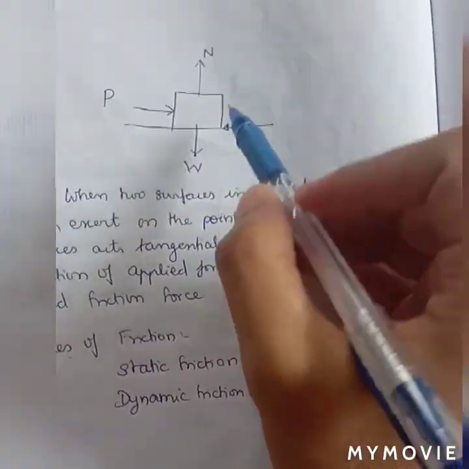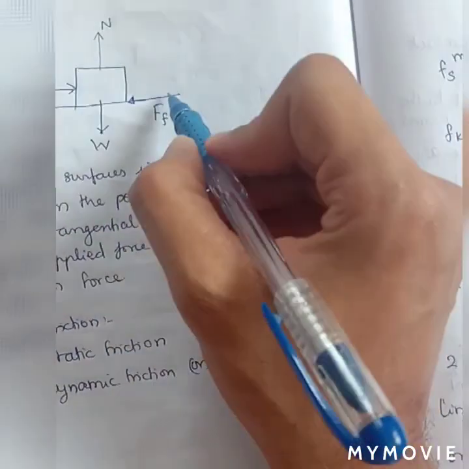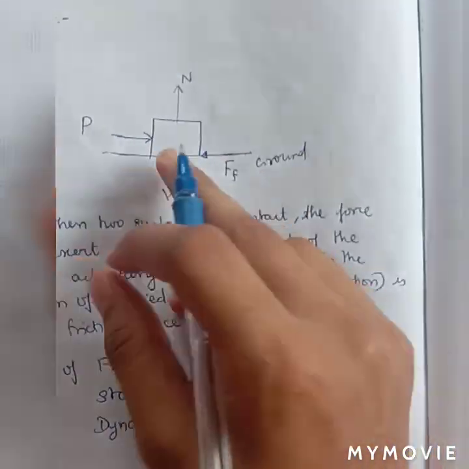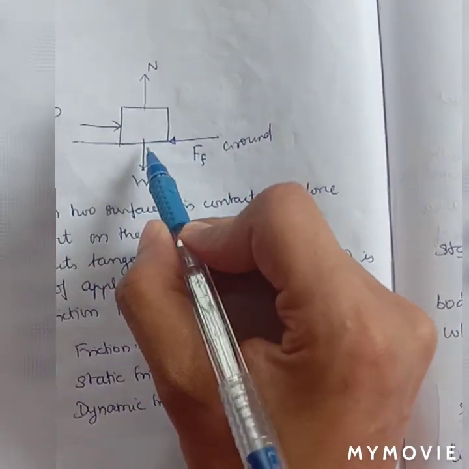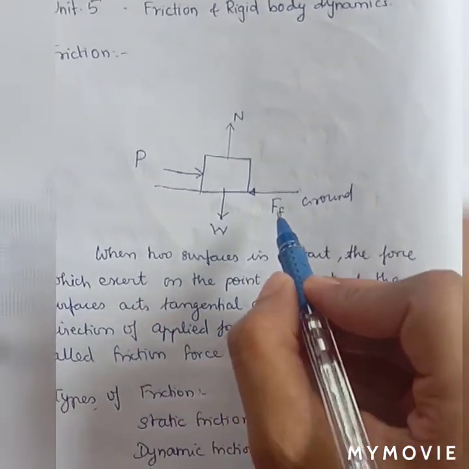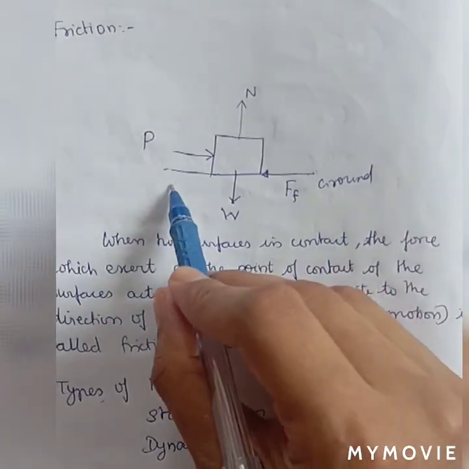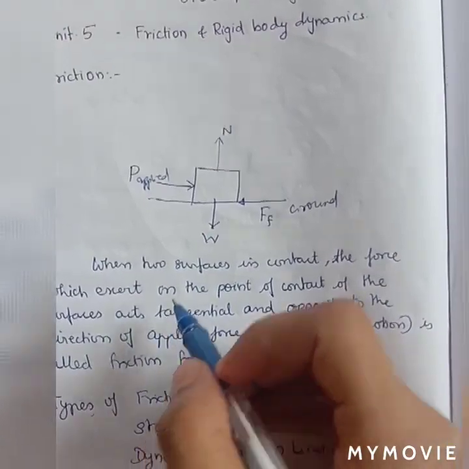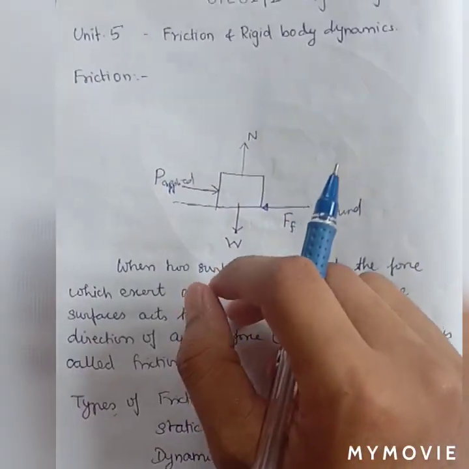So consider this as an object which has some weight called W, and this is a surface or ground surface where the object is placed. In this surface there is a contact between the object as well as the ground surface, where there exists a tangential force, and the tangential force is opposite to the applied force. This is some applied force. So this force opposite to the applied force is what we term as friction.